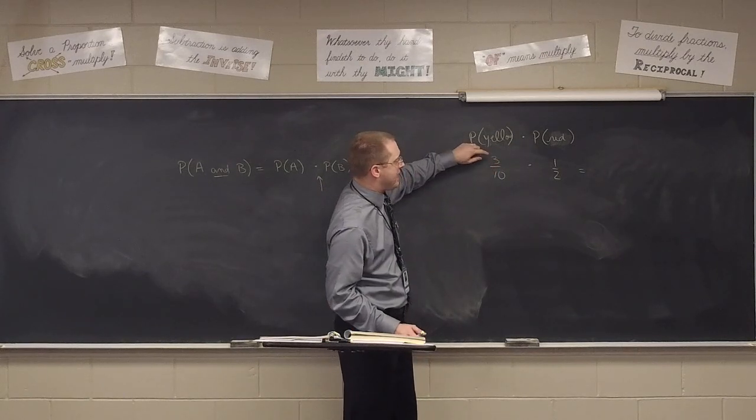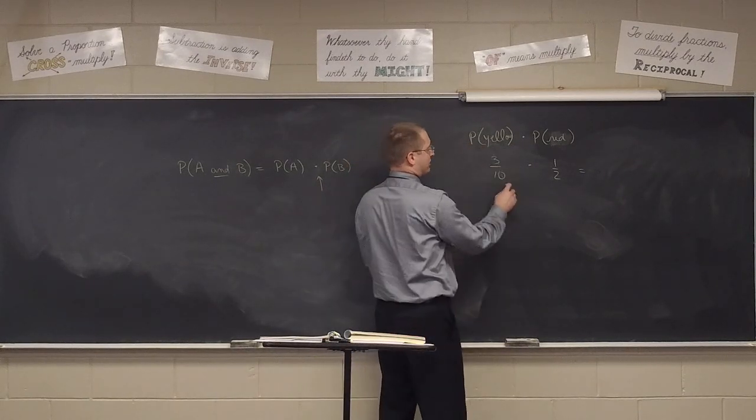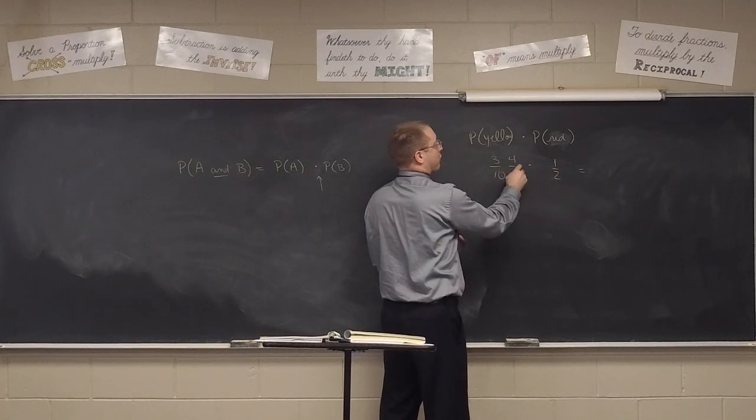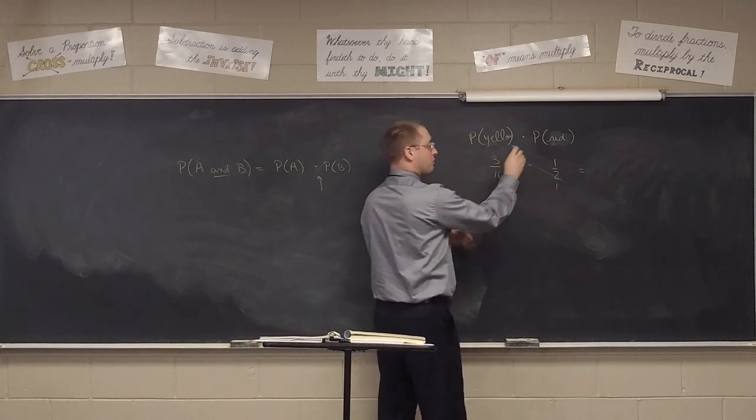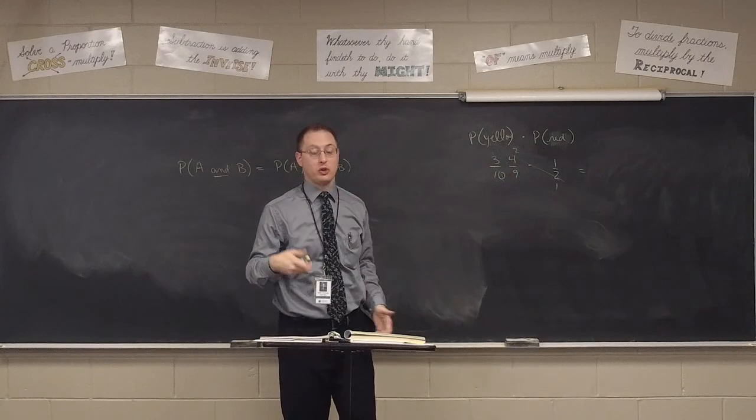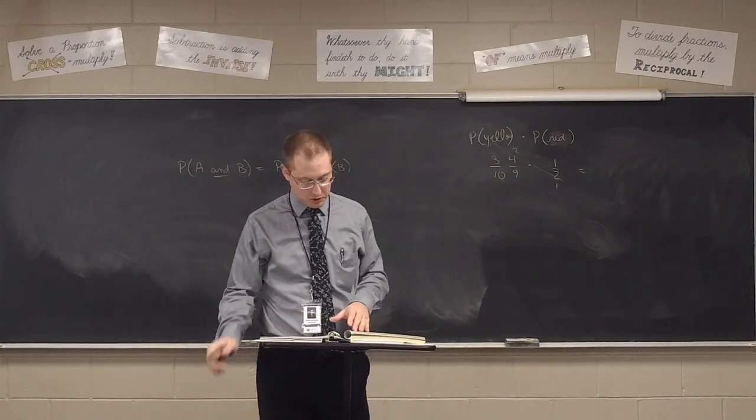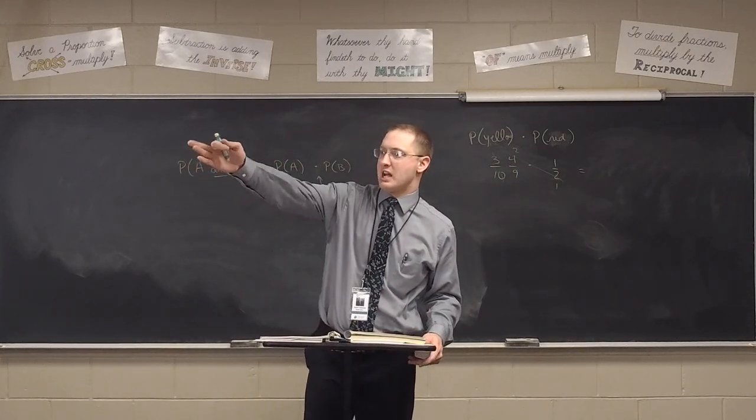Now, if this had been, again, this was a 10, but let's suppose this would be like a 4 to 9. I could even cancel before I did my multiplication. So yeah, we certainly want to reduce as we multiply here.